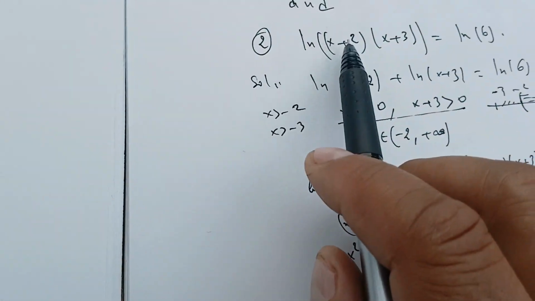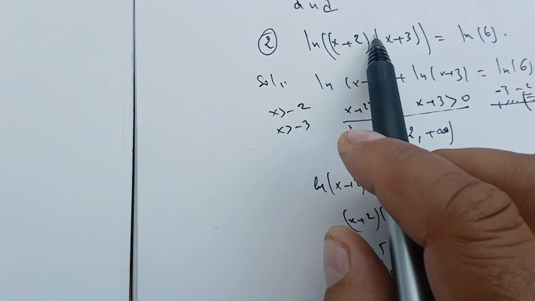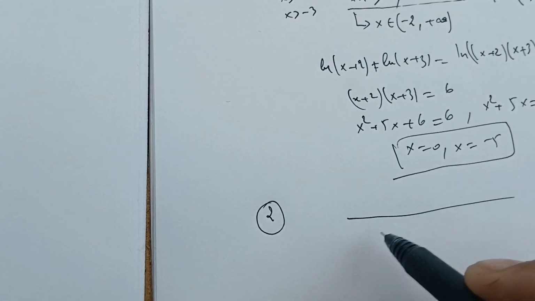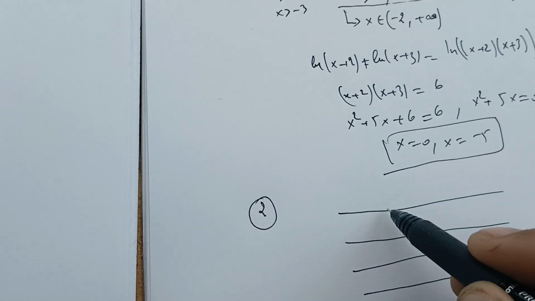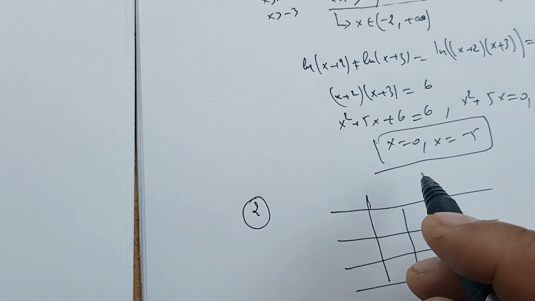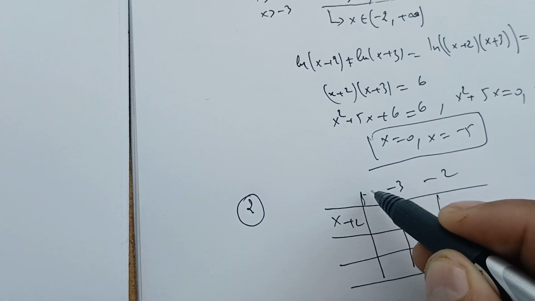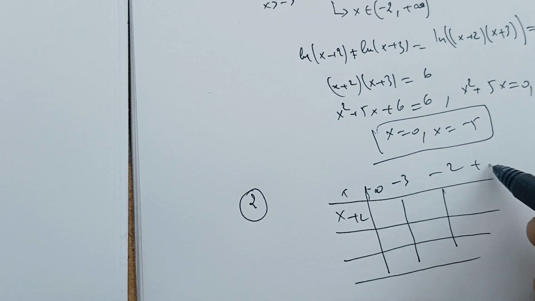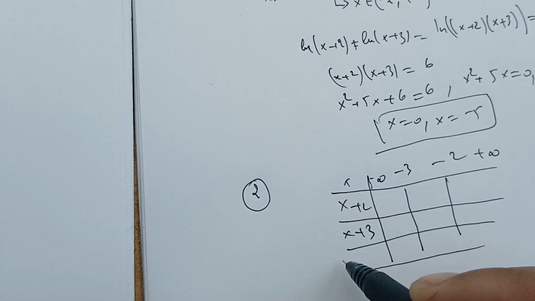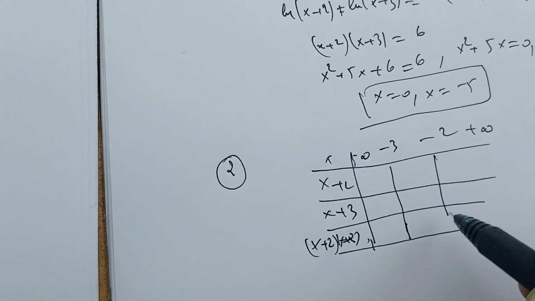To solve this second equation, we need the domain of definition. In this case, to find the domain, we need to make a small table, the easiest way. What are the solutions for the equation (x plus 2) times (x plus 3) equals 0? We have minus 3 and minus 2. Here, x goes from minus infinity to plus infinity, and here we're going to get the sign of (x plus 2) times (x plus 3). We'll see where this one is positive.